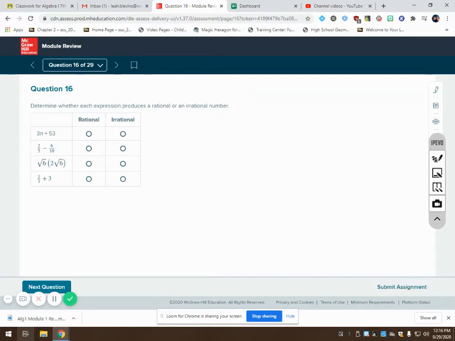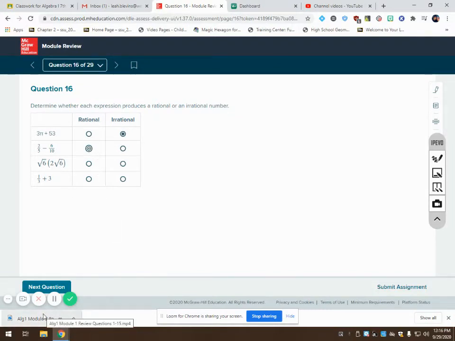So looking at number 1, 3 times pi, which we know is irrational, it's going to just give me a really big irrational number, plus 53. So it's still going to be irrational. 2/5 minus 6/10. These are both fractions. If I subtract a fraction from a fraction, it's still going to give me an answer, so it's going to be rational.